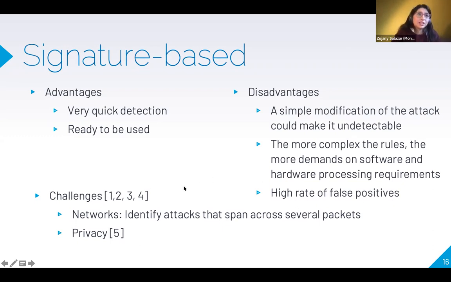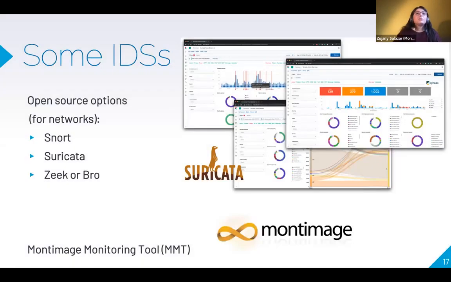One of the main challenges to this approach, in the case of monitoring security in networks specifically, is how to identify attacks that span across several packets and how we can identify attacks or misbehaviors while preserving at the same time the privacy of the user. Some examples of IDS, in this case only for networks, are the open source solutions called Snort, Suricata, or Zeek, before called Bro. And in Montimage, we also have our IDS called Montimage Monitoring Tool that I guess many of you know already.